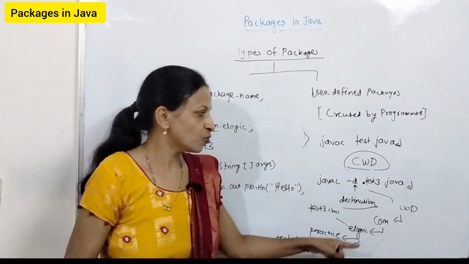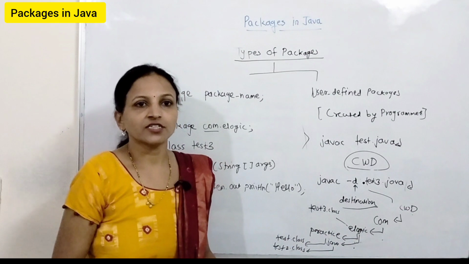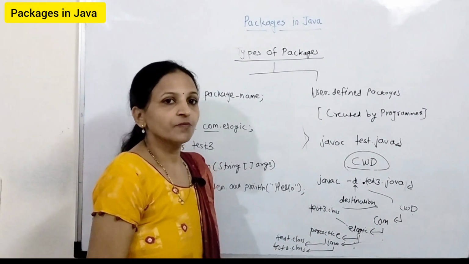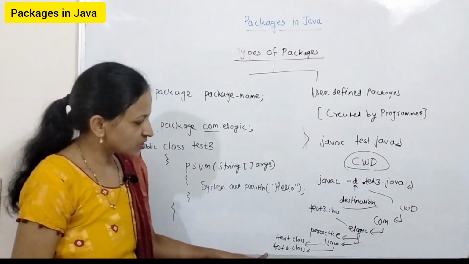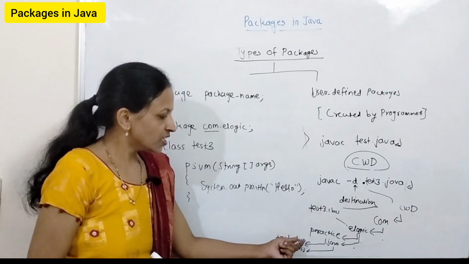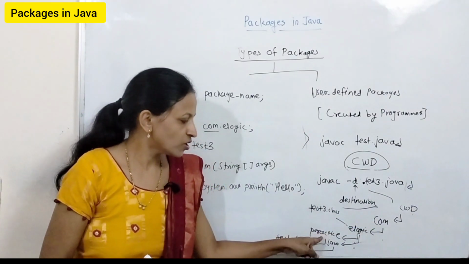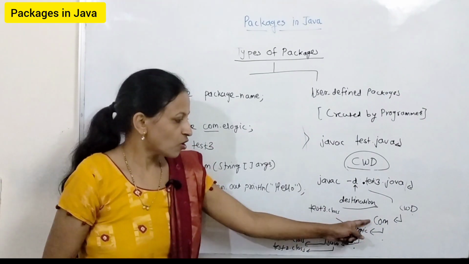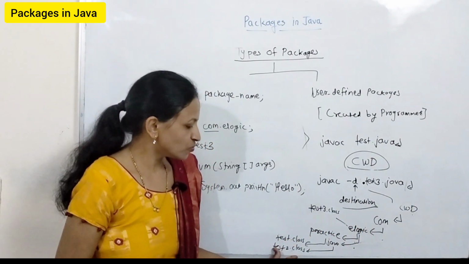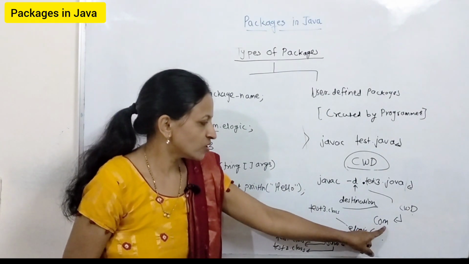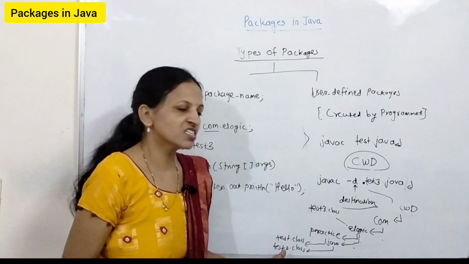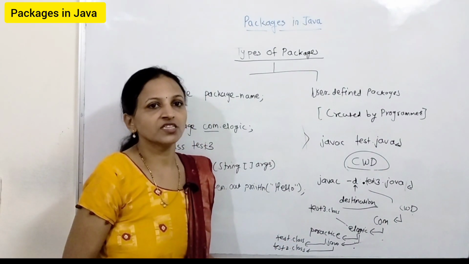Now if you want to use this test3 class, you just have to write an import statement like import com.elogic.star or com.elogic.test3. If you want to use the test.class, you have to write com.elogic.practice.star or com.elogic.practice.test. If you want to use the test2 class, you have to write an import statement like com.elogic.java.star or java.test2, in this way.